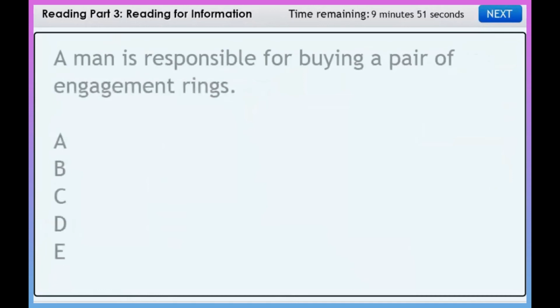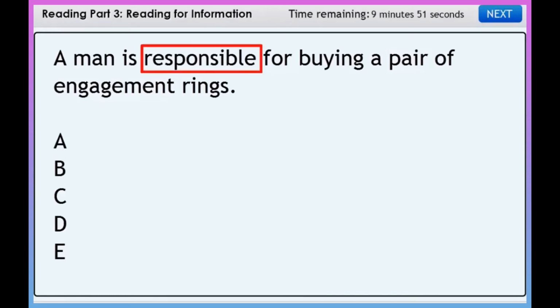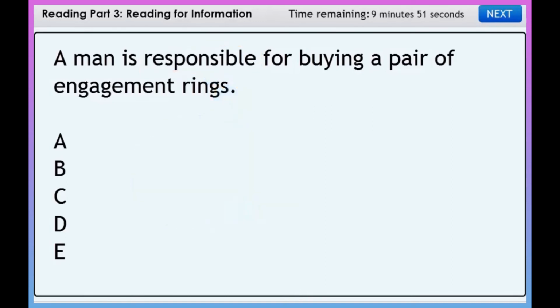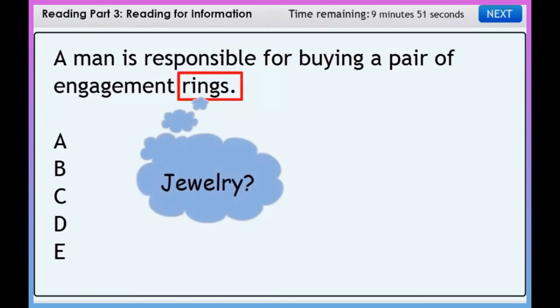Okay, how about one more? A man is responsible for buying a pair of engagement rings. I'll scan some more to find the answer. As I do this, I'll try to keep an eye out for words that have to do with responsibility, like if you must or have to do something. And I'll see if any words jump out at me that relate to rings or jewelry.